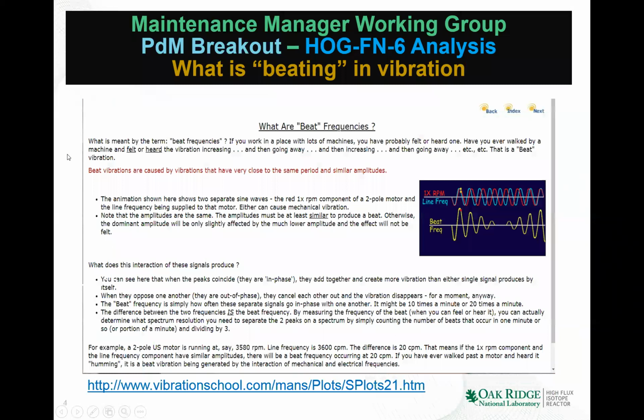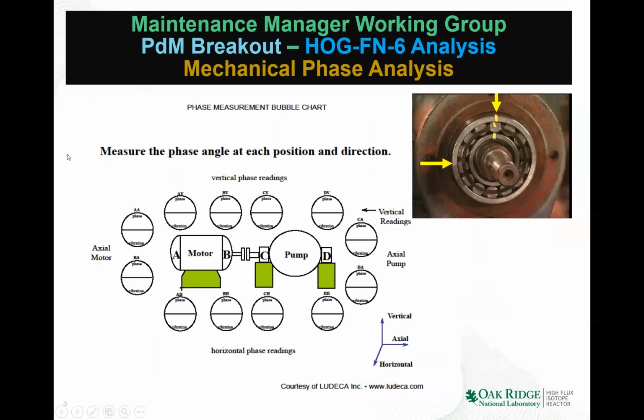Now, beating, the best way I can describe it, is like if you see two cars with their blinkers on. The blinkers blink at the same time, then they go out of sync with the blinking, and that's kind of what happens between two machines. Most of the time it's not a problem. It's not a problem until it presents a problem, if that makes any sense.